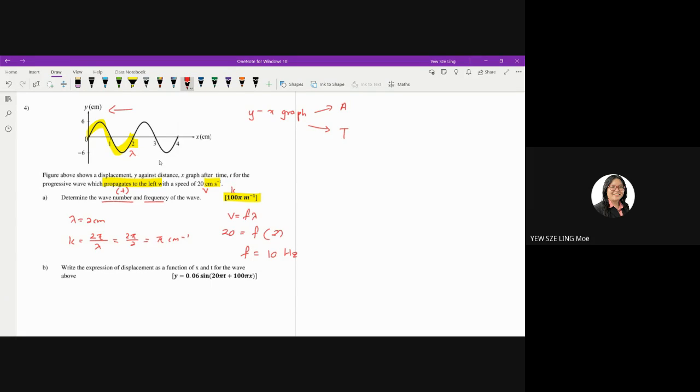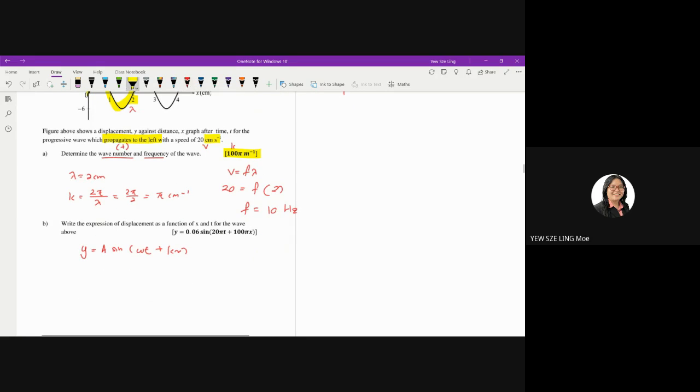Of course, you need to start from the general equation. So the general equation, y equals a sine omega t, now plus or minus, according to the question. You need to use a plus sign. If the sign is wrong, then your answer is wrong, even though the rest of the values are all correct. So y equals a sine omega t plus kx. This is the general equation, and it must be a positive sign because the question tells you it propagates to the left.